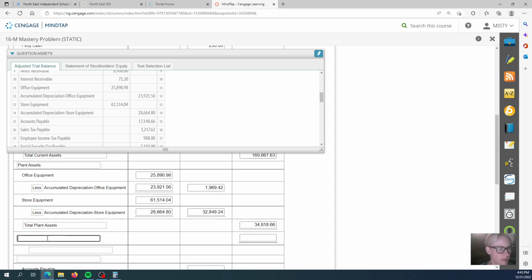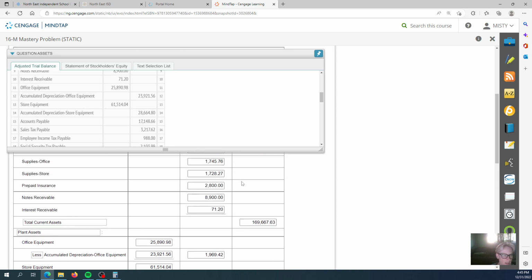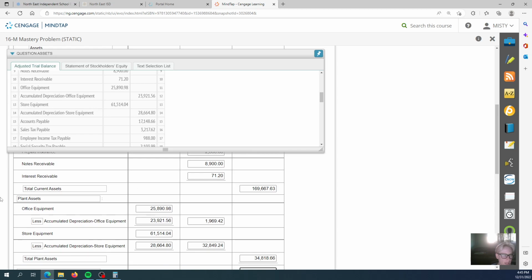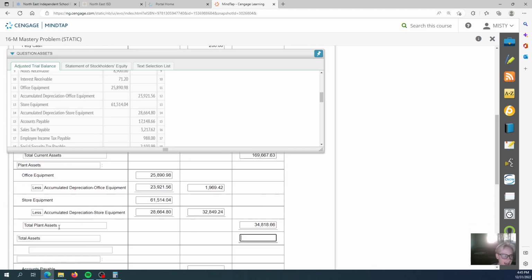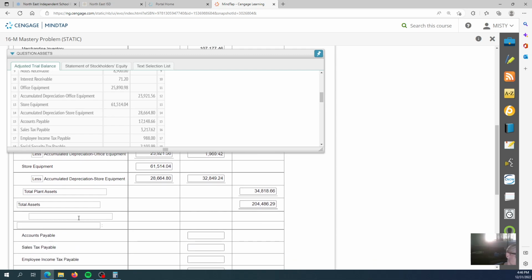Total plant assets. Now, our total here of all assets, how do we come up with that number? Well, we take our total current assets and we add our total plant assets, and that's going to give us a grand total of 204,486.29. Okay? Ta-da!